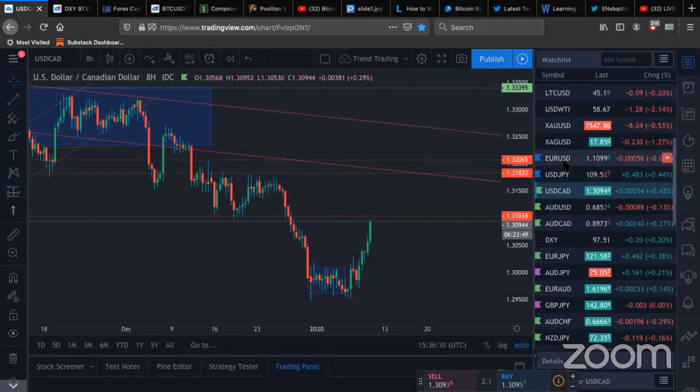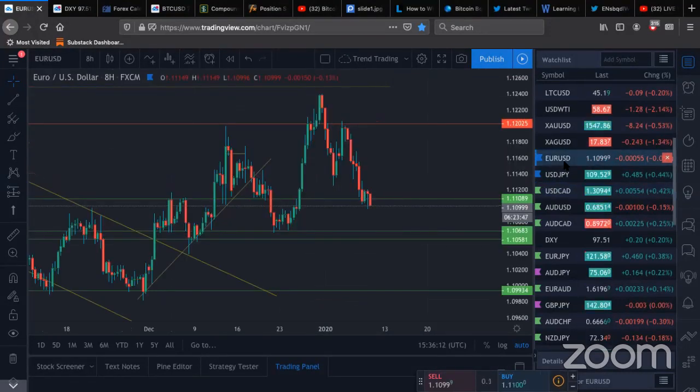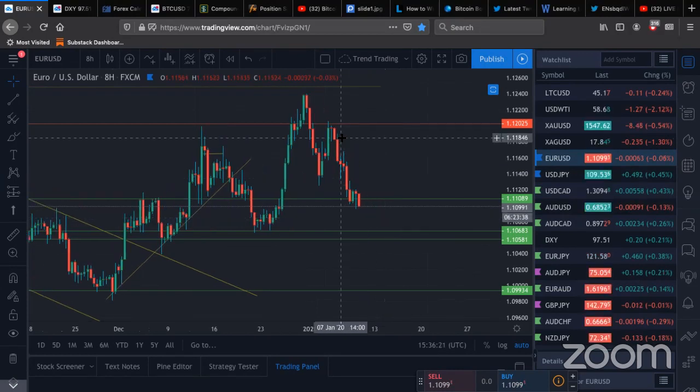All right, so finally getting a little bit of a breakdown here, or looking back at the London lows here in the Euro US dollar. This has been a fantastic trade.